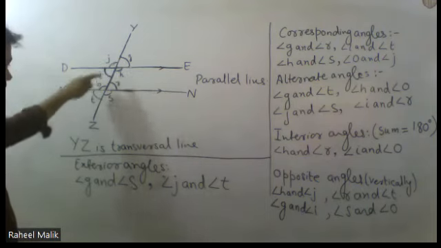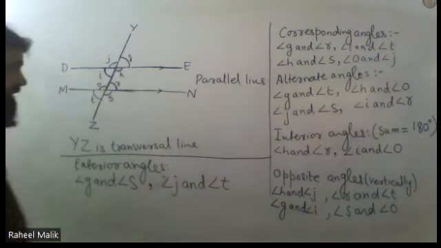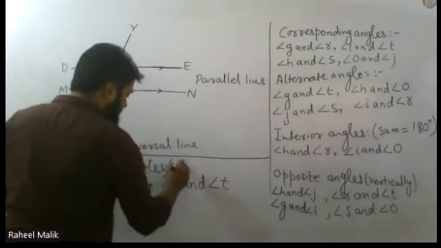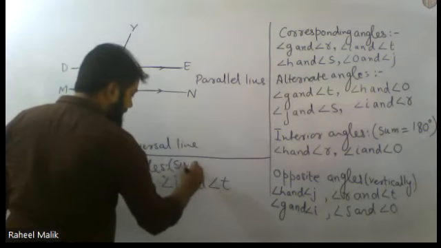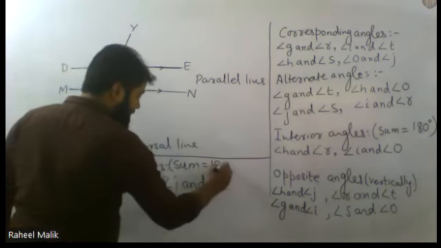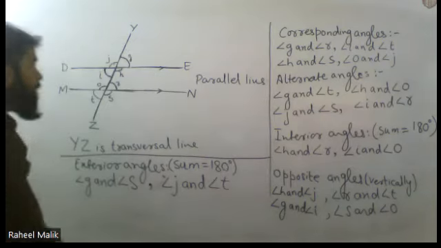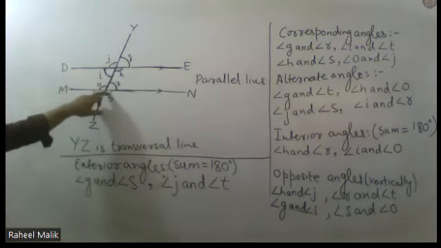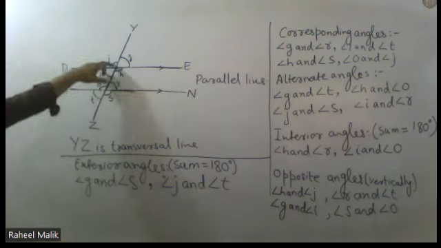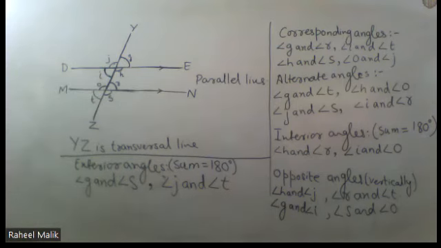Once again, just like the interior ones, the sum of exterior angles is always equal to 180 degrees. This and this will add up to 180 degrees. This one and this one will also add up to 180 degrees.